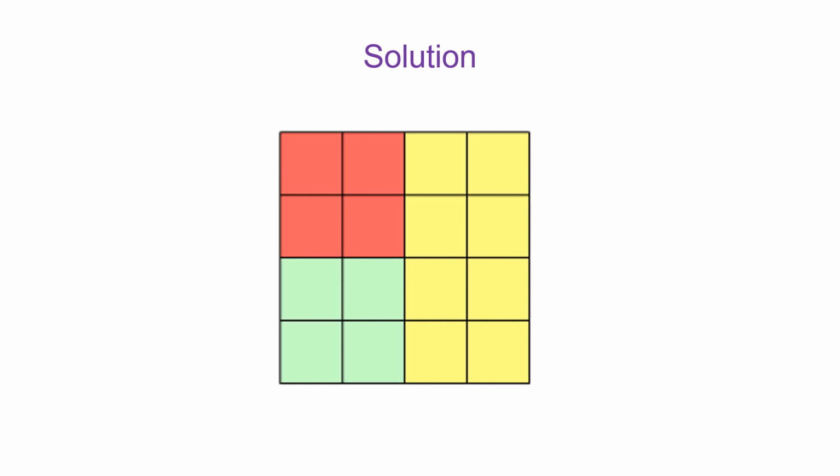Let us draw a 16 square grid, that is a 4 by 4 square grid. 4 by 4 means 4 rows and 4 columns. Then you color 4 squares in red, 8 squares in yellow, 4 squares in green.